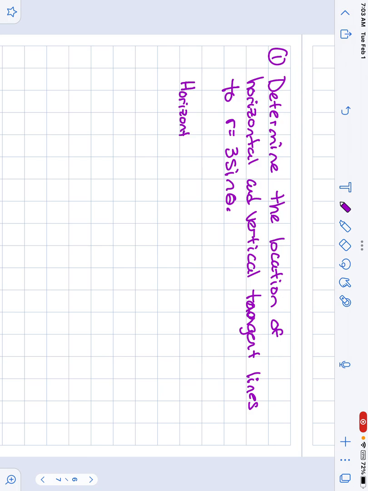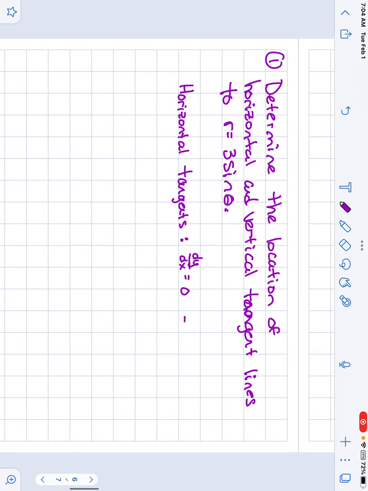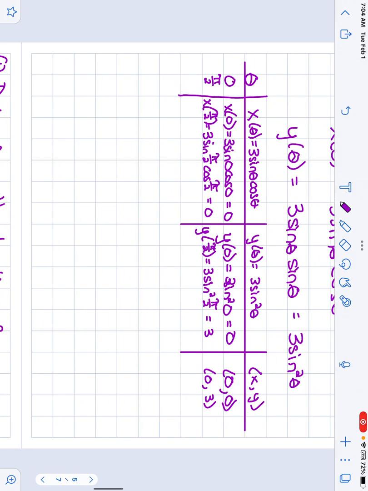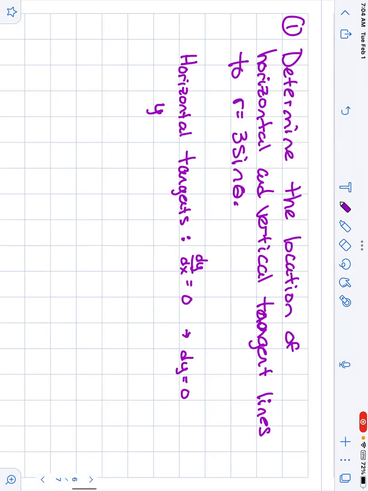So horizontal tangent lines occur when the slope is equal to 0. So horizontal tangent lines occur when dy over dx is equal to 0. The way to make a fraction equal 0 is if the numerator is equal to 0. So this happens when dy is equal to 0. Well, in our case, because we're looking at r equals 3 sine theta, we need to know dy. We need to know how y is changing. We have an equation for y. y was 3 sine squared theta.